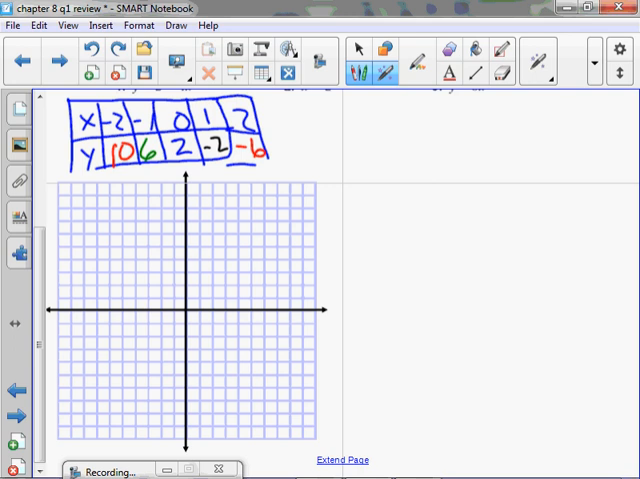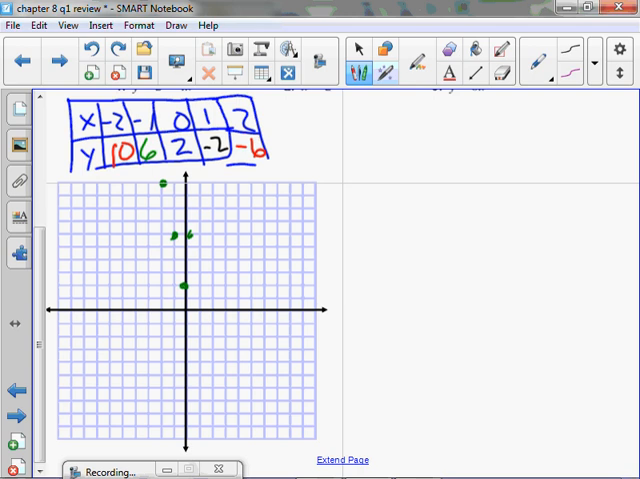So the first one, negative 2, 10. I go left 2, up 10. There's my first point. The next one, negative 1, 6. Left 1, up 6. 1, 2, 3, 4, 5, 6 is going to be right here. The next point, 0, comma 2. We're going right there.